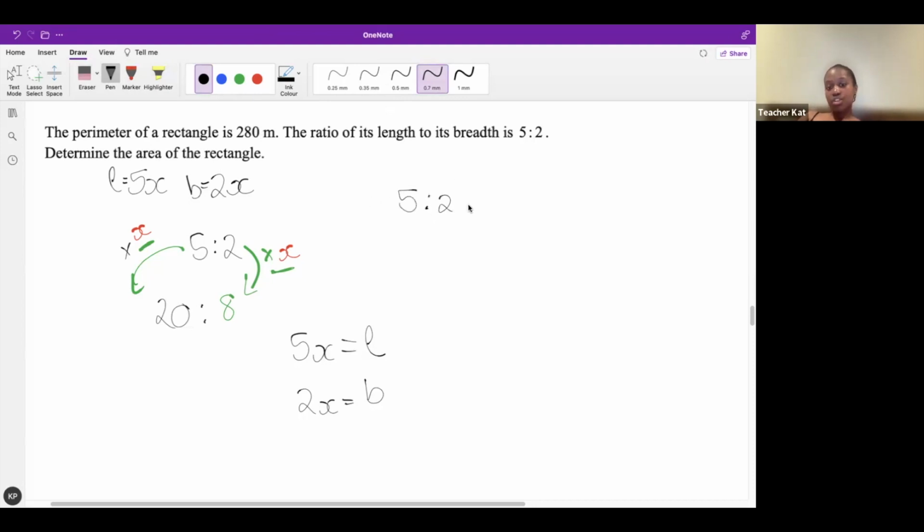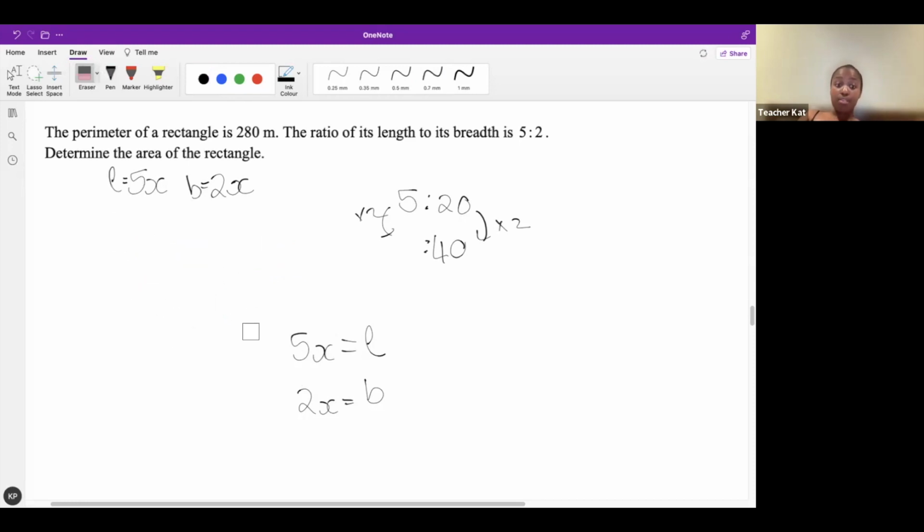If they gave us this ratio like this, and they told us that the breadth was 40, we would not have needed x, because I would know for sure that I have to times by 2 this side and times by 2 this side. But now I have no idea what I have to times by over here. So because of that, I'm going to say 5 times whatever that number is. So I put an x. And on the other side, 2 times that same number, which is x. Because what we do on the left in a ratio, we have to do on the right. Okay, so now we have established that my length is 5x and my breadth is 2x.